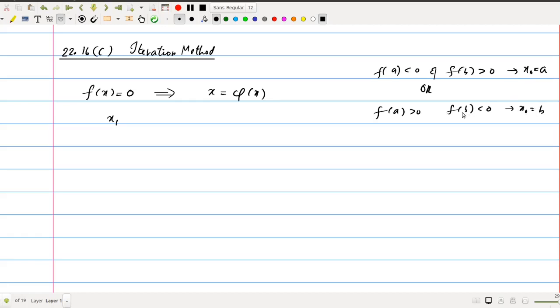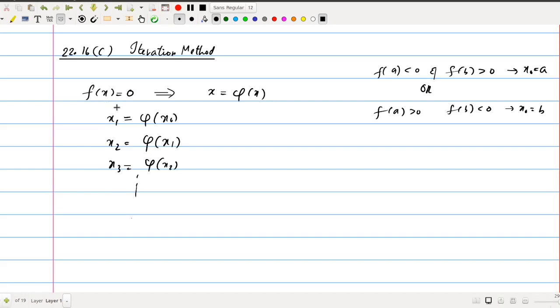If f of b is less than 0, then this is taken as the first approximation or the initial approximation. Then you can get x1 as phi of x naught, and x2 can be obtained by considering phi of x1, and x3 can be obtained using phi of x2, and so on. These are the best approximations for the roots of this f of x.